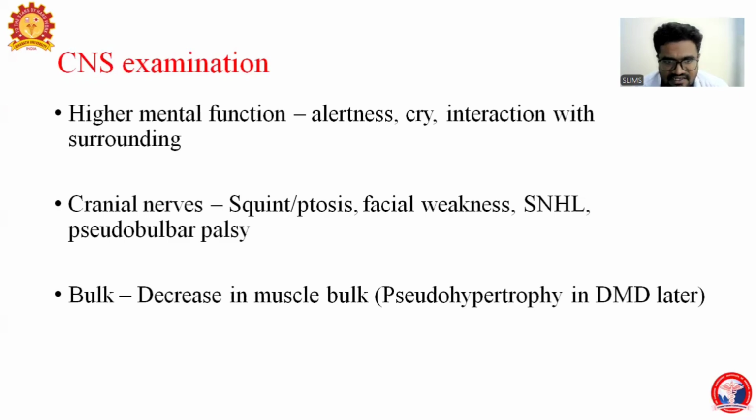And bulk, as we have discussed, generally the bulk of the muscles is very loose. But there are some conditions like Duchenne's muscular dystrophy or Becker's muscular dystrophy where the muscles are hypertrophic. Especially this hypertrophy is seen in the calf muscles, so examination of the calf, or the gastrocnemius muscles, is very important. This hypertrophy is not a true hypertrophy, it's pseudohypertrophy, in the sense that there is a deposition of fat. So the muscle fibers are replaced by fatty deposition.